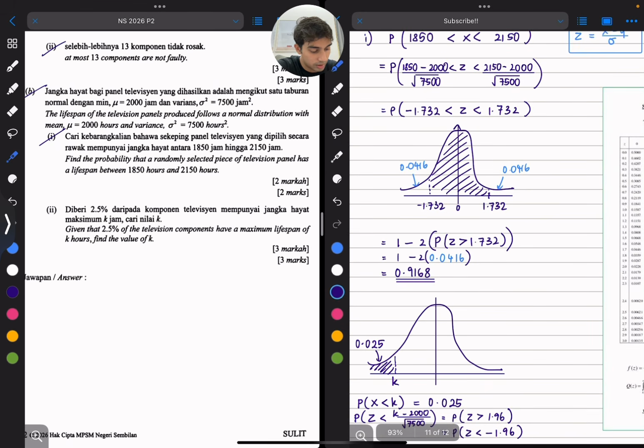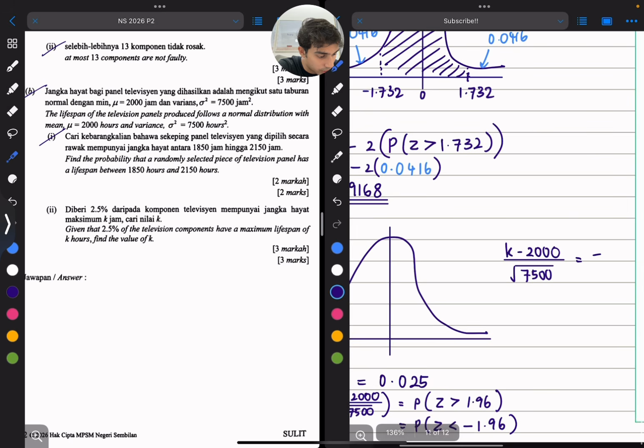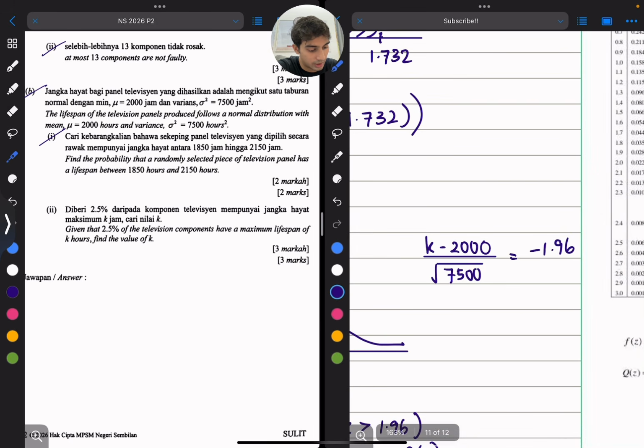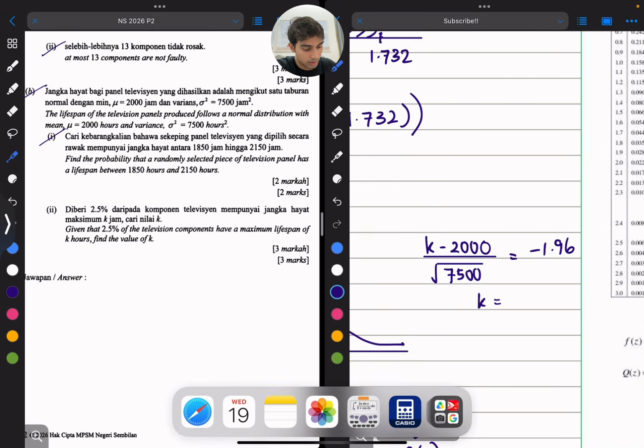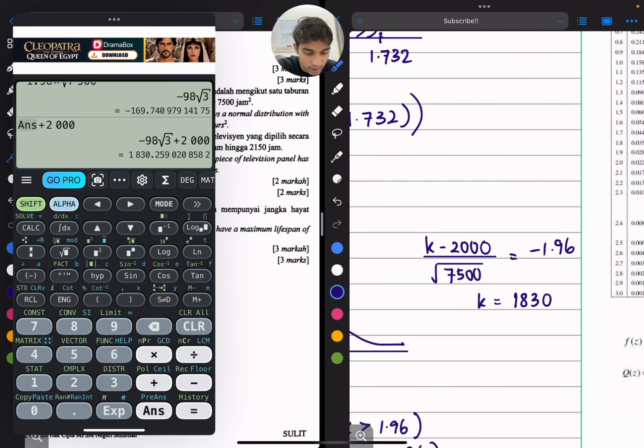Okay, now we can compare because this is less than, so we can compare this with this. So I'm going to write it here. K minus 2000 over cert equals negative 1.96. Here we just compare and we can find K. So it will be negative 1.96 times 7,500 plus 2,000, which is 1,830 hours.